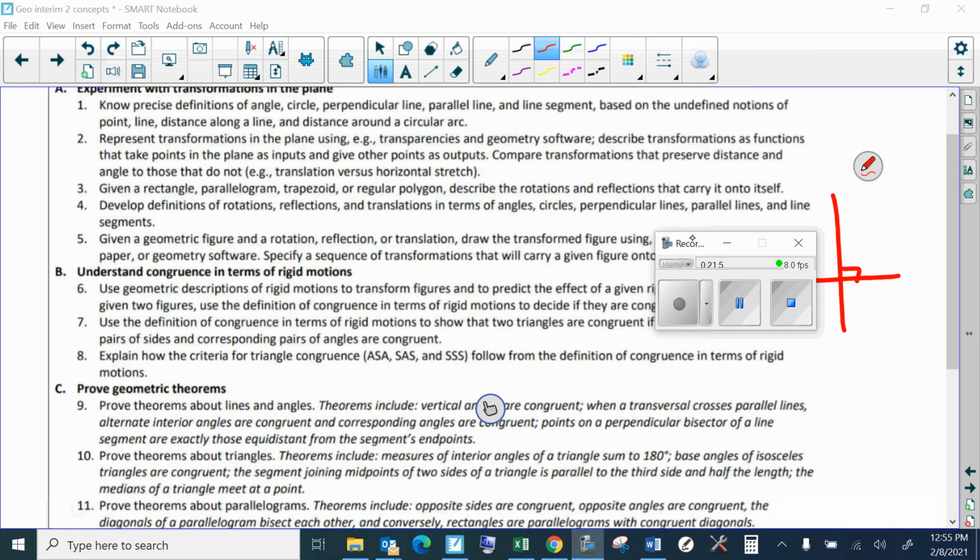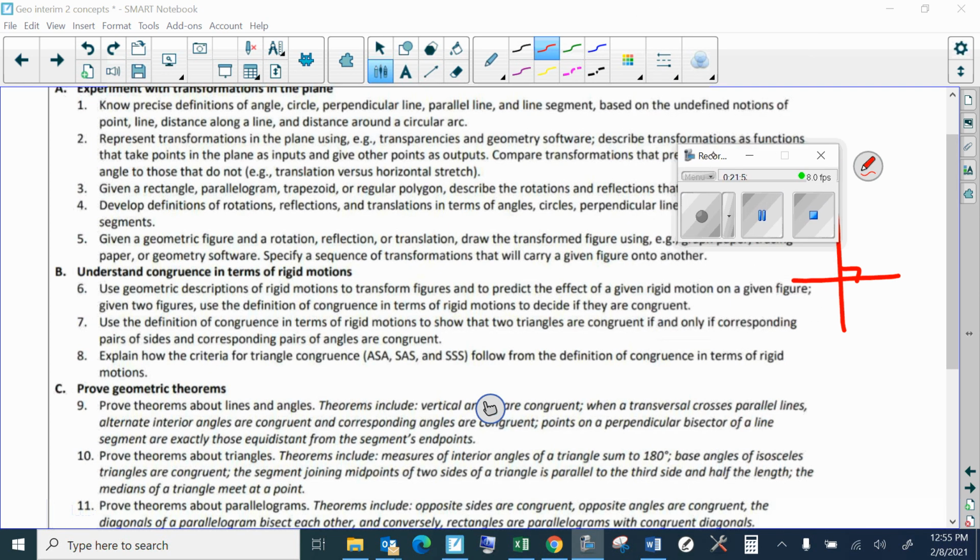Okay, the three undefined terms in geometry: point, line, and what's the third one? Why do I forget that? Point, line, not plane, is it? Is it point, line, and plane? It's on your DECA sheet. Point, line, okay, I forget the third one right now.